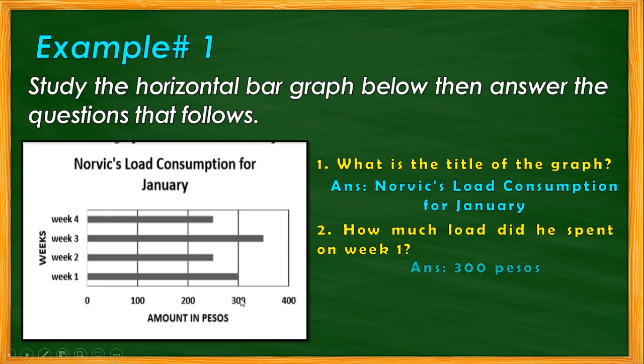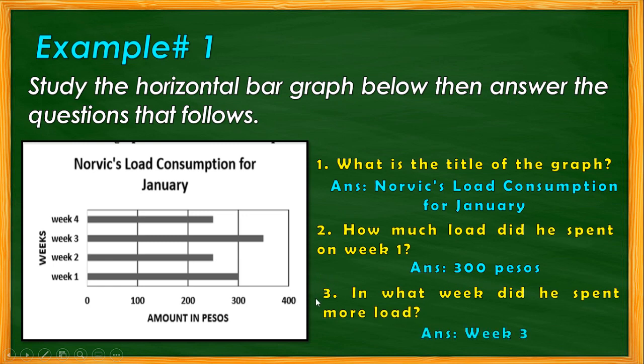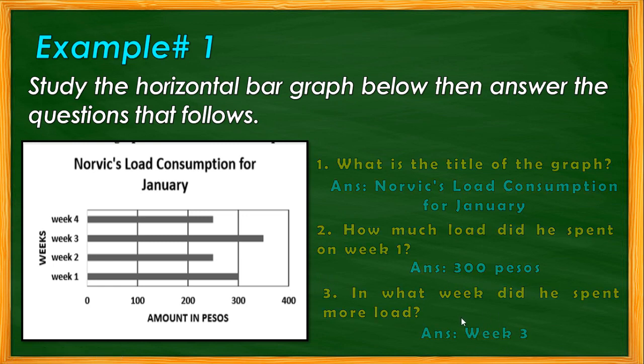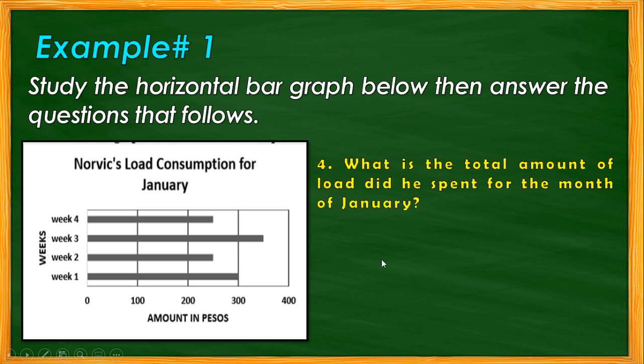We have 300 pesos. Then in number 3, in what week did he spend more load? So this would be the higher bar in the bar graph. So this would be in week number 3. So let's proceed to question number 4. What is the total amount of load did he spend for the month of January?